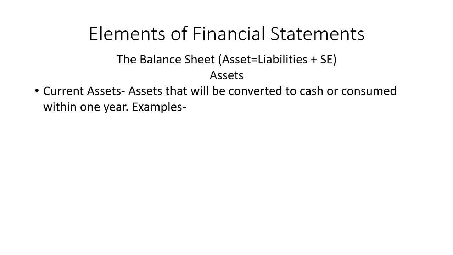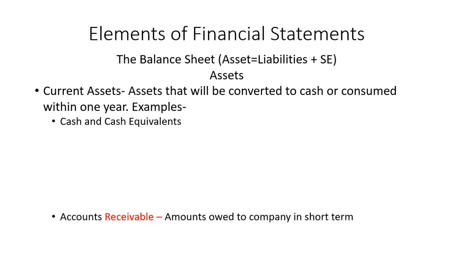Okay, so current assets are converted or consumed within 1 year. They're converted to cash or consumed within 1 year. Okay, and let's get some examples. Cash, obviously. We call them cash and cash equivalents, but it's cash. Everybody knows what cash is.